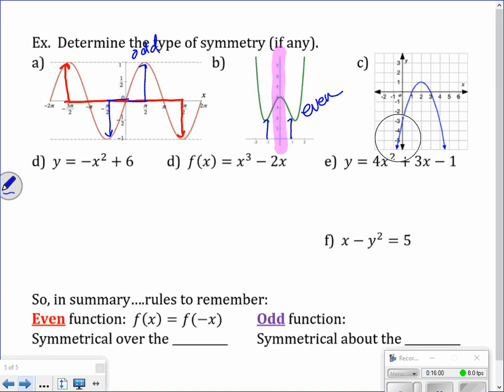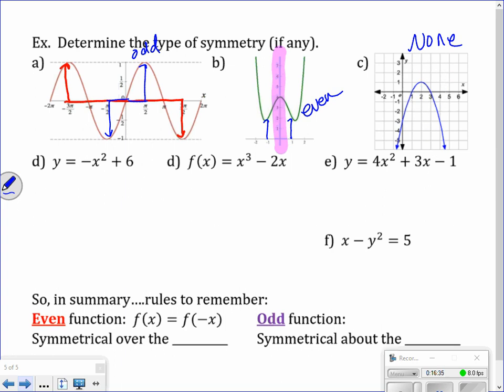If I try some problems, like if I plug in, let's say, 2. If I go to 2, the answer is 1. If I go to negative 2, the answer is not negative 1. It's somewhere way down here. So nothing's going on with this graph. It's neither of these things. So this has no symmetry. I mean, it does have symmetry along the axis of symmetry, but we're not talking about that. Okay, we're only talking about those 3 types.